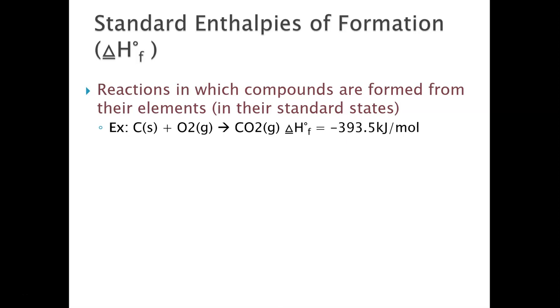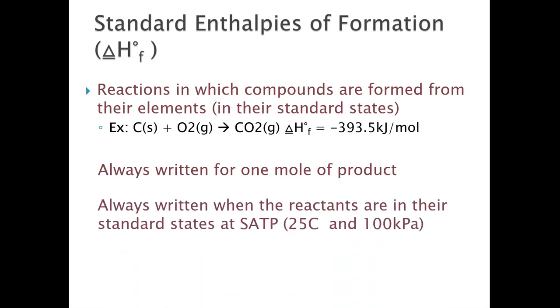Reactions in which compounds are formed from their elements are reactions or enthalpies of formation. These are normally known values which have been calculated, where it was easier to calculate those formation values than to calculate the value that we're looking for in this instance. These standard enthalpies of formation are always written for 1 mole of product, not reactant, product. So in this case on screen it would be 1 mole of carbon dioxide. That's why it's negative 393.5 kilojoules per mole.